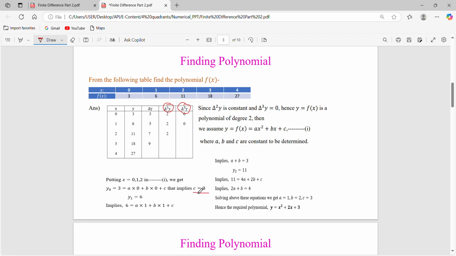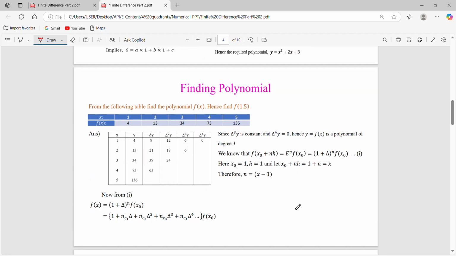Now putting the value of c equal to 3 in our equation, we get a + b equal to 3, and y2 equal to 11. So 11 equal to 4a + 2b + c. So there are two equations, 2a + b equal to 4. So after solving these three equations, we will get a equal to 1, b equal to 2 and c equal to 3. And the final polynomial is y equal to x² + 2x + 3. So this is for a second degree polynomial.